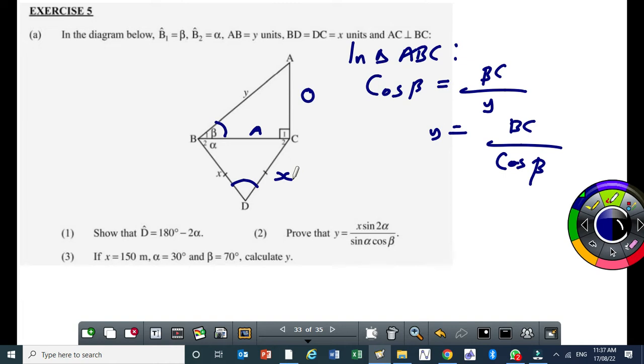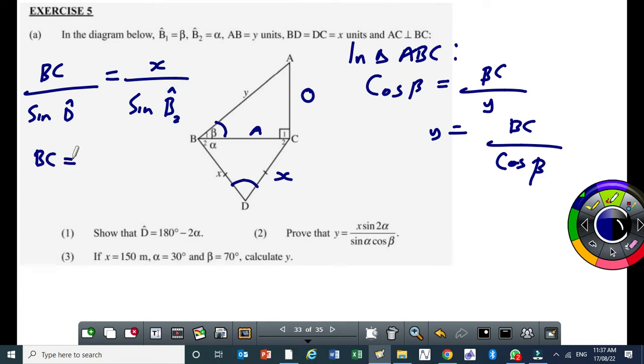So with regard to my sine rule, I'm going to write BC divided by sine D will be equal to, in this case, x over sine B2. Okay? Then BC will be equal to x sine 180 degrees minus 2 alpha, all over sine B2.